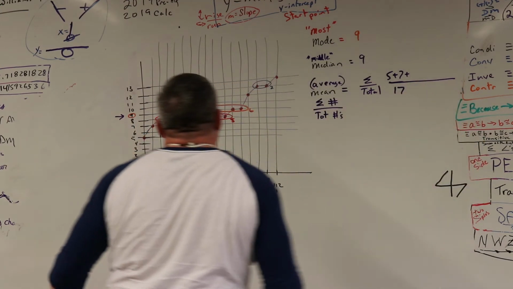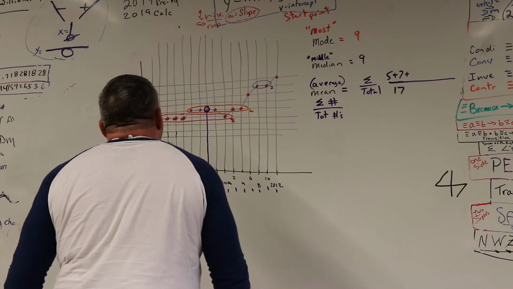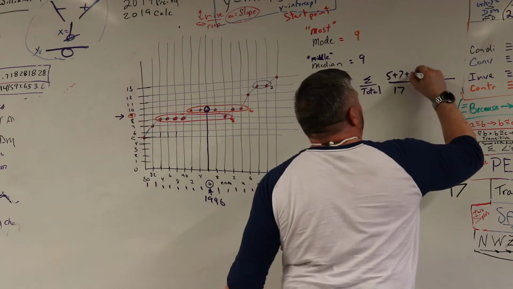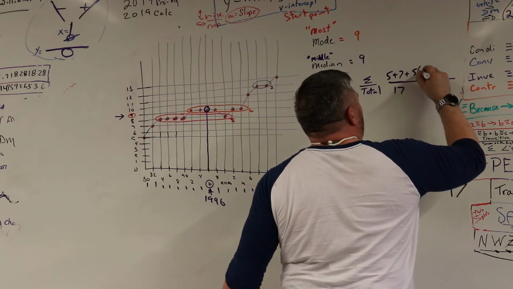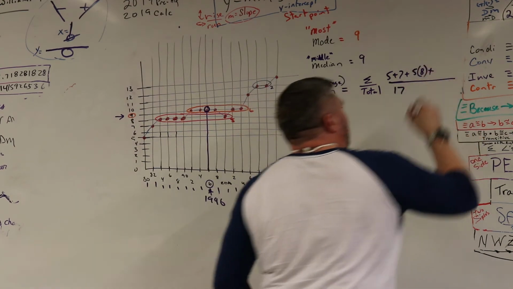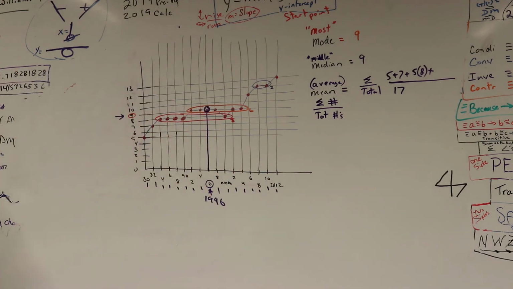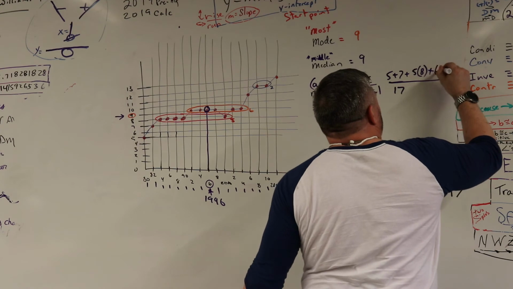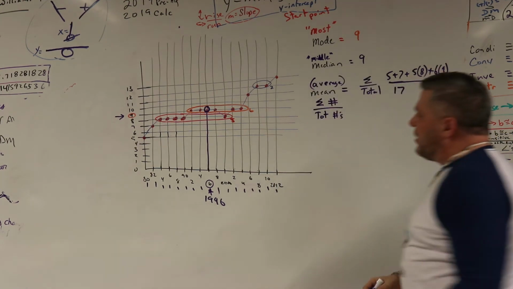5 9s or 8s? Is that an 8? Or 9. Oh, 5 9s. Sorry, 5 8s. So I can have 5 times 8, right? Plus, so I have 5 8s. And I have 6 9s, right? So 6 times 9, right?